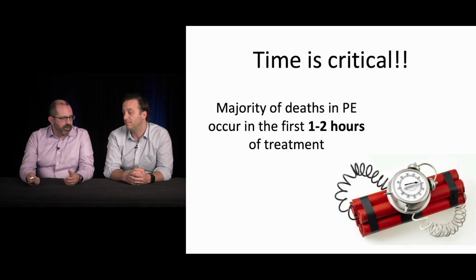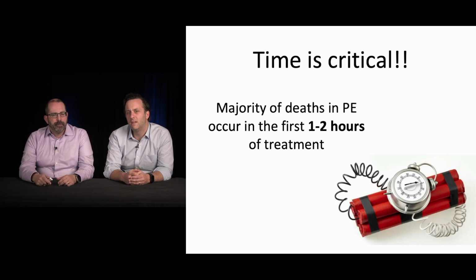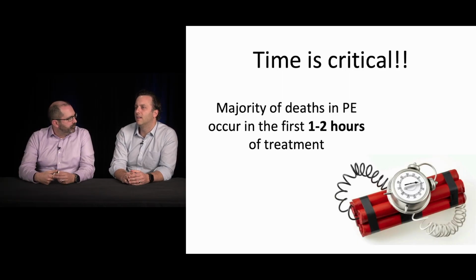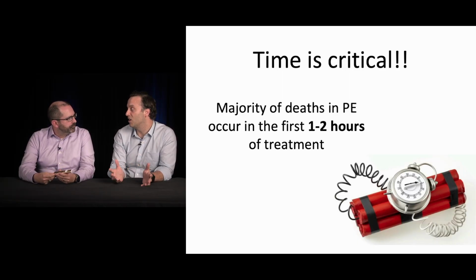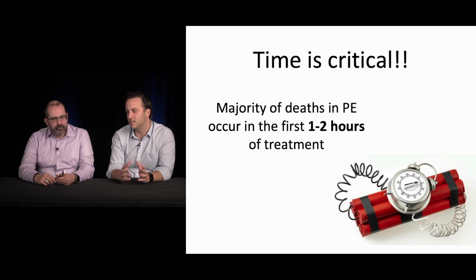Time is critical in this. Again, especially these big ones, this is a killer. And so the majority of deaths are going to occur in the first couple hours of treatment. I feel like I don't have a hard time seeing those saddle PEs. Those are far more rare. But once you get into segmental and subsegmental, I really have trouble seeing them. I have to scroll through a million times, and I'm missing most of them, I'll be honest.